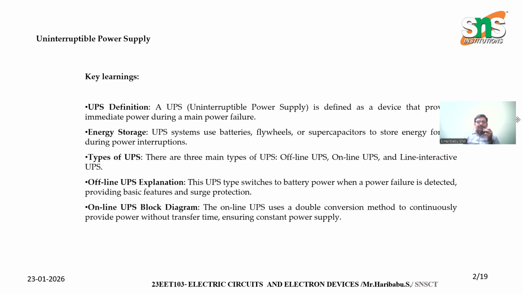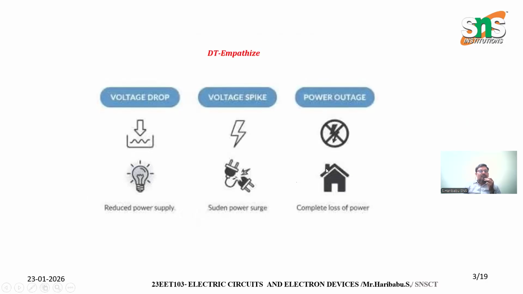Next, let us emphasize this one. Voltage drop: when the voltage drops, the power supply is reduced. Then voltage spike: it is a sudden power surge. That means the power is cut off, some low power. And power outage: that is complete loss of power. This is what we are seeing about the UPS system.